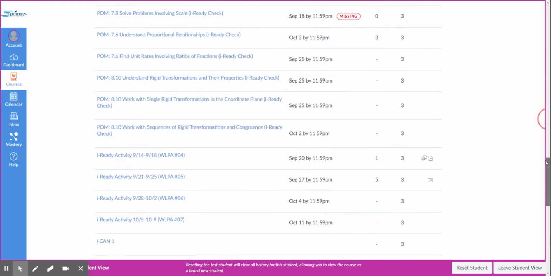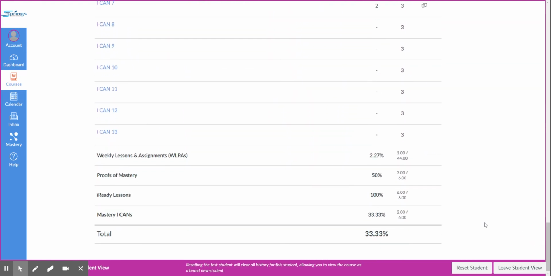One other thing you want to look at is down at the bottom. For weekly lesson plans and assignments, you can see this student has 2.27% completion because it's a test account. I didn't fill out the whole thing. But keep in mind that students who have under 70% completion are at risk of receiving an inadequate progress alert from me. Proofs of mastery, the student is at 50%. Remember, this is the tests and quizzes category essentially, so they're not doing so well in this category. iReady lessons, they're at 100%. They're definitely doing their iReady.